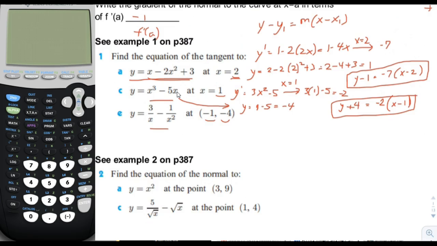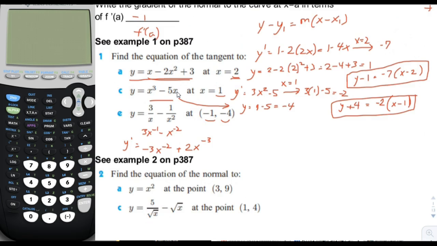Okay? Last one. Let's find the derivative of this one. y dashed is equal to, and let me rewrite this using some exponent tricks here. So this could be written as 3x to the negative 1 minus x to the negative 2, remember? So now we can take the power rule, not so hard, and we get that minus, we're going to 2x to the negative 3, right?